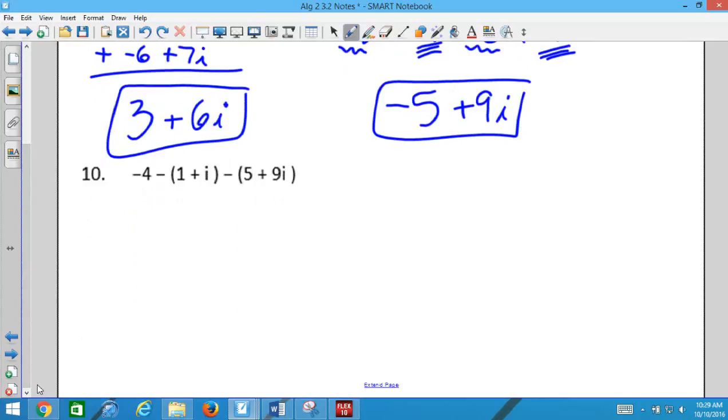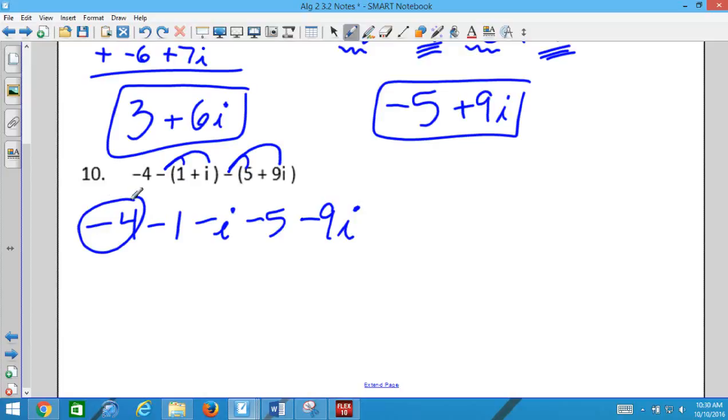And then question 10, we've got 2 subtraction signs with 2 parentheses, so we got to get rid of both of those. So I'll have negative 4 minus 1 minus i minus 5 minus 9i. Then we'll go find our like terms. So I have a negative 4, I have a negative 1, and a negative 5 for negative 10. Then we have a negative i and a negative 9i for negative 10i.